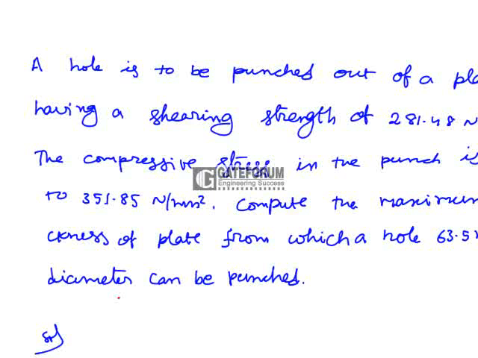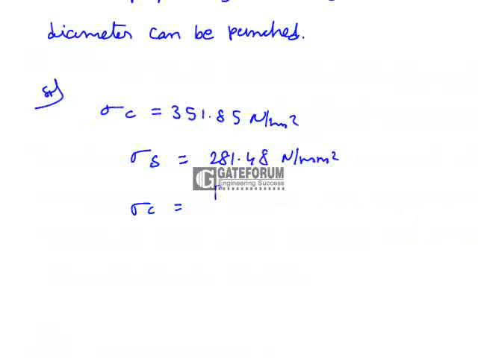Generally in punching there are two types of failures that occur. One is compressive and another one is shearing. So here the limiting stresses for both the cases are given. One is sigma c equal to 351.85 Newton per mm square, and sigma s, that is the shearing strength, is equal to 281.48 Newton per mm square. But here the compressive stress induced in the member is equal to the load applied on the member divided by the area, that is pi by 4 d square, the compressive area.